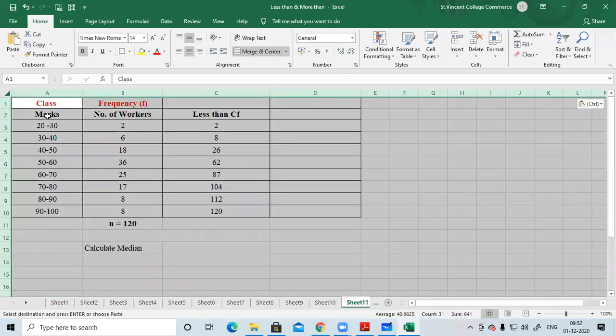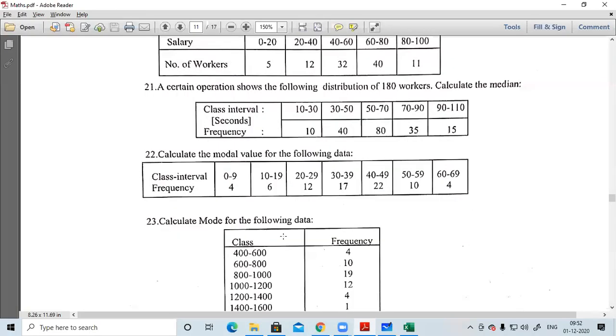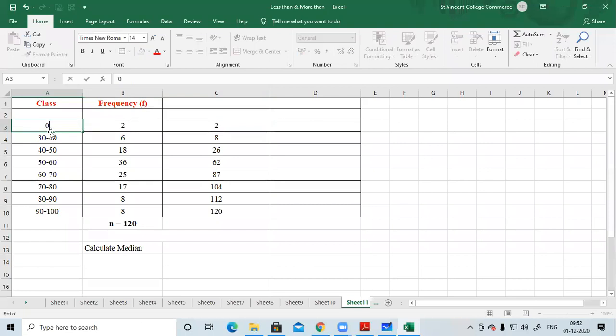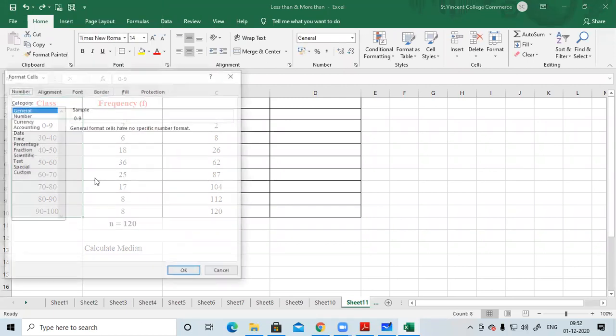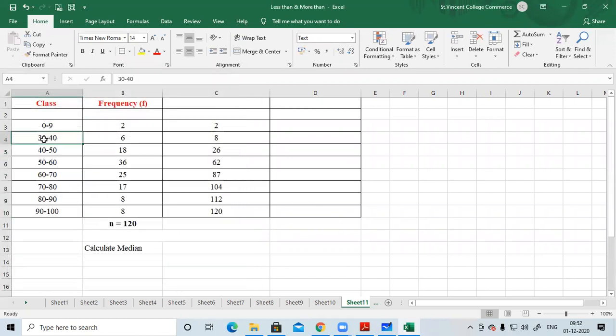I mean, you can derive all three out of the same sum. So let's take up the next sum. Write down 0 to 9, 10 to 19, and continue. Children, this will have to be formatted, as the cell is taking it as numbers. So 10 to 19.